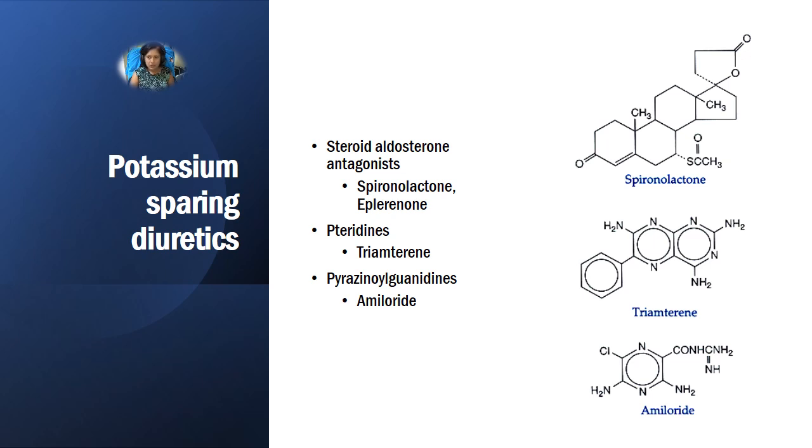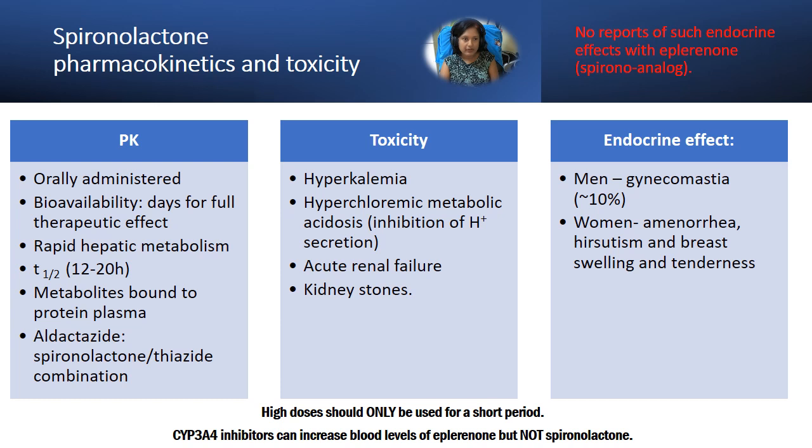This inhibition may occur by direct pharmacological antagonism, such as with the steroid aldosterone antagonists, spironolactone and eplerenone, or by inhibition of sodium ion influx through ion channels in luminal membranes. These include triamterene and amiloride. Some of the pharmacokinetics to consider in potassium-sparing agents is that they are orally administered with good bioavailability. Their long half-lives allow for day-full therapeutic effect. They are metabolized through the liver rapidly, and their metabolites are bound to plasma proteins.